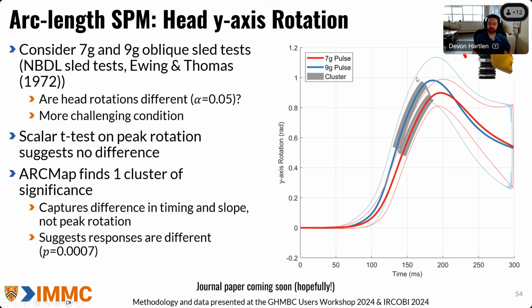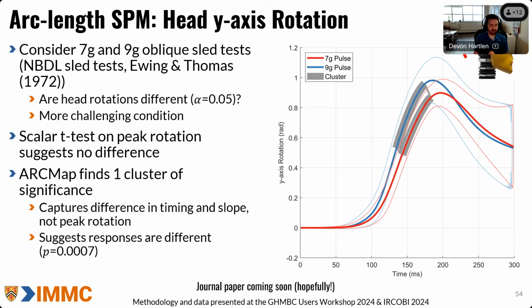This gray cluster is highlighting where differences in timing and slope between our two sets of responses are driving differences. What's also interesting to note is we're not capturing differences in peak behavior. Rather, we're only capturing the differences in the slope or the rise behavior. So this technique, which I kind of alluded to, is called ARC-SPM.